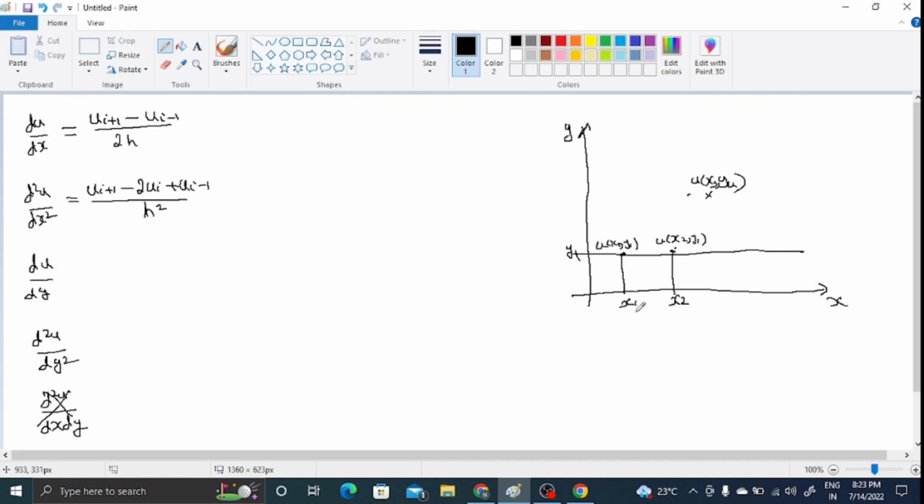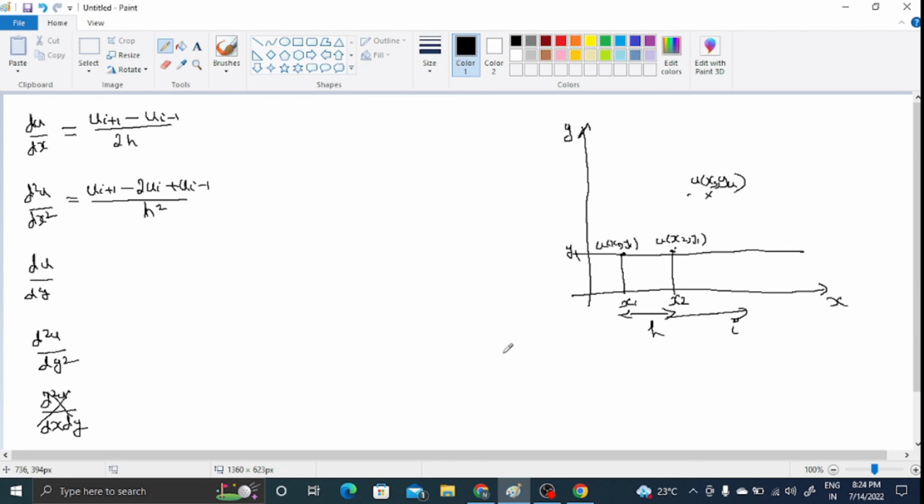Here i equals 1, here i equals 2. It means here i is varying. The first value of x is x1, the second value of x is x2, the third value of x is x3, etc. Similarly, the difference between the adjacent x values is h.